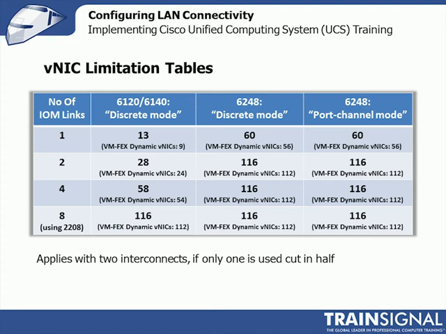So on the left, we've got the number of IOM links, IO module links, so the number of FEX links. So if you have a 2104XP FEX, and you only connect 2 connections from each one to the interconnects, and you have a 6120 or 6140, then you get a total of 28, which is really, if you look down below that, 24 vNICs. If you have a 6248, it goes to 116. Same if in port channel mode. Pretty much those two are the same. But if you have a 2208 and you use all of them, you can go up to 116. It just depends on your configuration.